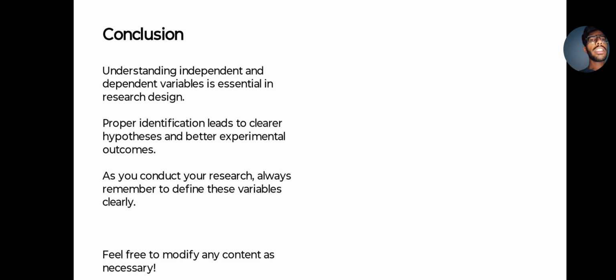Next, conclusion. Understanding independent and dependent variables is essential in research design. Proper identification leads to a clear hypothesis and better experiment outcomes. As we conduct our research, always remember to define these variables clearly.